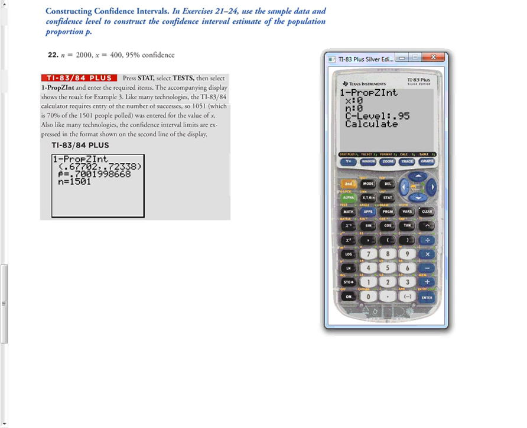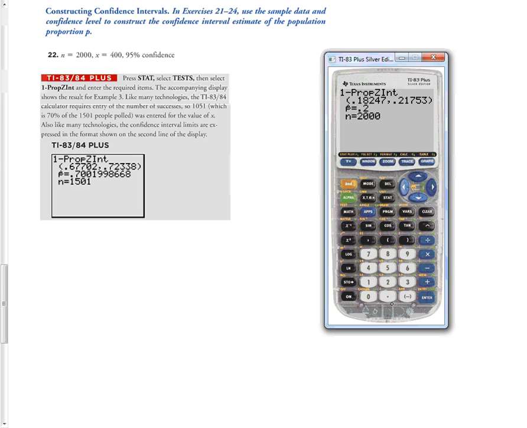Well, in this screen, we're asked for X, we're asked for N, we're also asked for the confidence level. Those are the things that were given to us. X, it says, is 400. So I put in 400 for X. That's exactly what it says here. N it says is 2000. So I scroll down and I press 2000 for N. And then the confidence level it says is 95%. So that's already there. 0.95 for my confidence level. Then I just highlight calculate and press enter.